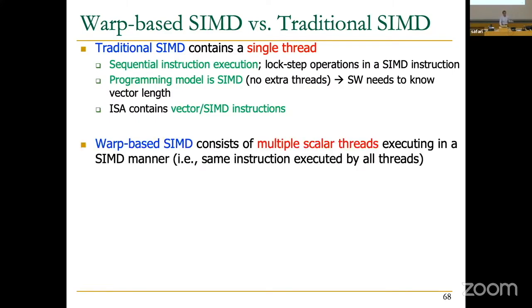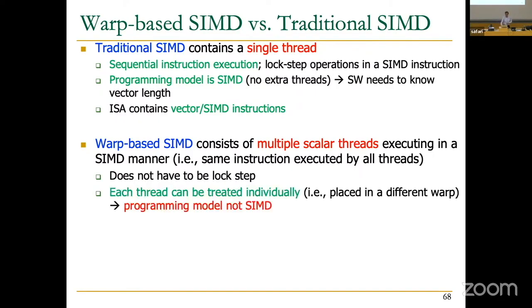On the other hand, warp-based SIMD alleviates a lot of these issues. Instead of having a single thread, you have multiple scalar threads executing in a SIMD manner. The same instruction is executed by all threads. It doesn't have to be lockstep. Each thread can be treated individually. In fact, you can take one thread and place it in a different warp. This is not visible to the programmer. The programming model is not SIMD, basically.